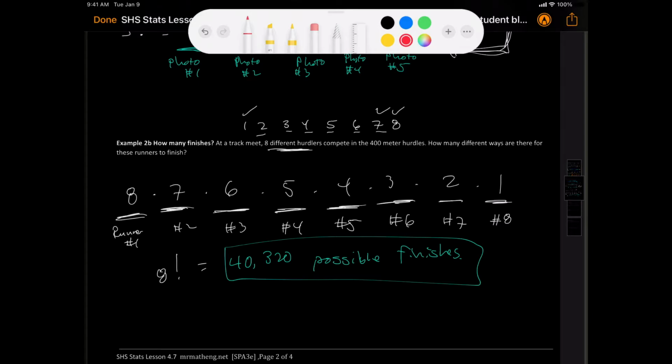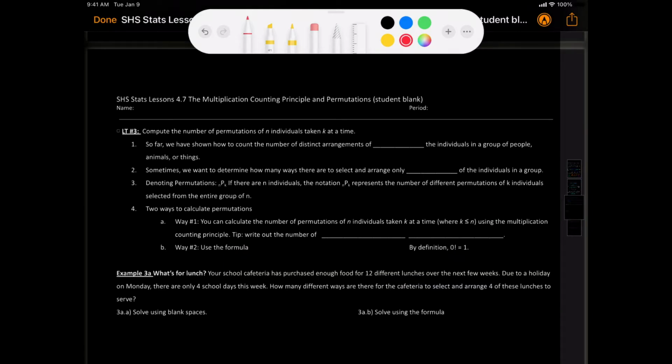Okay, let's move on to learning target number 3 now. So far, we have shown how to count the number of distinct arrangements of all the individuals in a group of people, animals, or things, right? The last problem had 8 runners, and how can they finish in the 8 places? Does that make sense? Sometimes we want to determine how many ways there are to select and arrange only some of the individuals in a group.